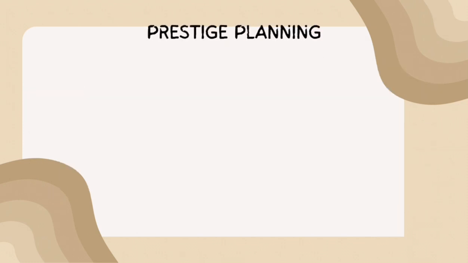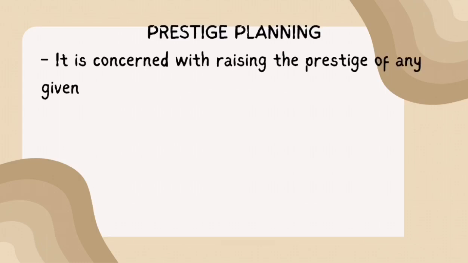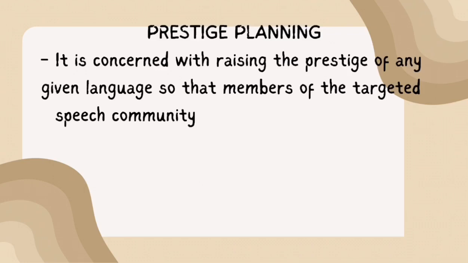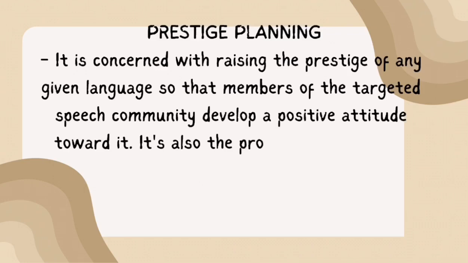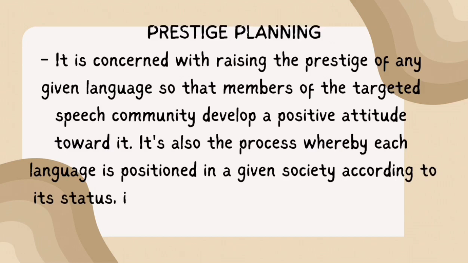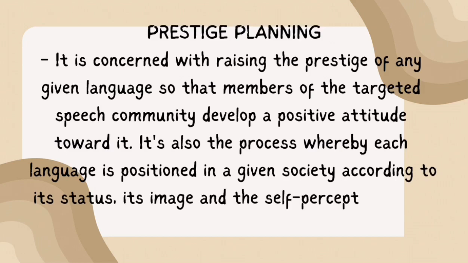And the third one is prestige planning. It is concerned with raising the prestige of any given language so that members of the targeted speech community develop a positive attitude toward it. It's also the process whereby each language is positioned in a given society according to its status, its image, and the self-perception of the speaker.